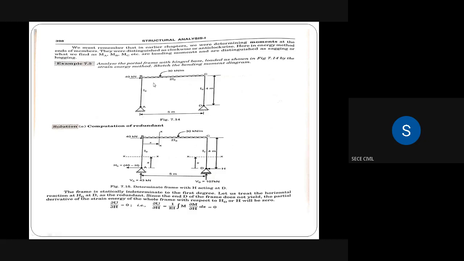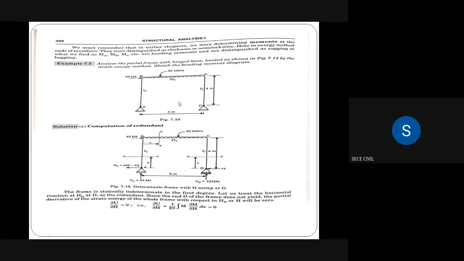So this is an unsymmetrically loaded frame. Based on the loading condition, it is unsymmetrical, because we have a lateral load of 40 kilonewton at joint B.